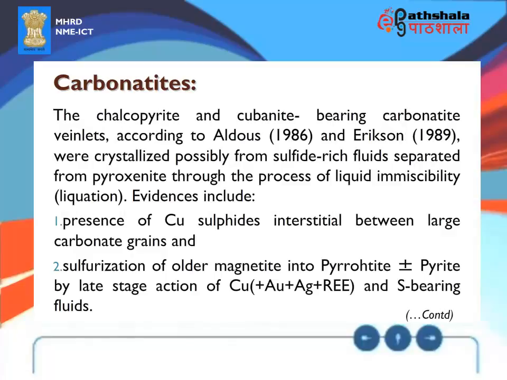The chalcopyrite and carbonate-bearing carbonatite veinlets, according to Aldous 1986 and Eriksson 1989, crystallized possibly from sulfide-rich fluids separated from pyroxenite through the process of liquid immiscibility, liquation. Evidence includes presence of copper sulfides interstitial between large carbonate grains, and sulfurization of older magnetite into pyrrhotite plus or minus pyrite by late stage action of copper plus gold plus silver plus REE and sulfur bearing fluids.